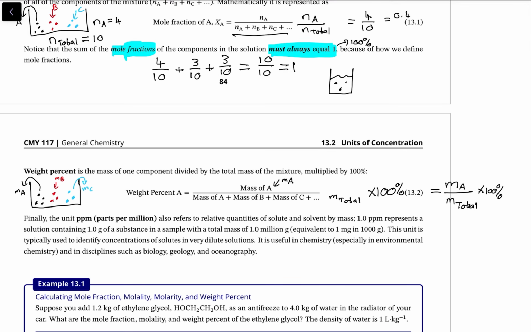This one you should be kind of familiar with. If you have 2 things and you want to know what the percentage mass is of the one thing, you just take the mass divided by the total mass multiplied by 100%. And no matter how many things you have, you just expand it for that.